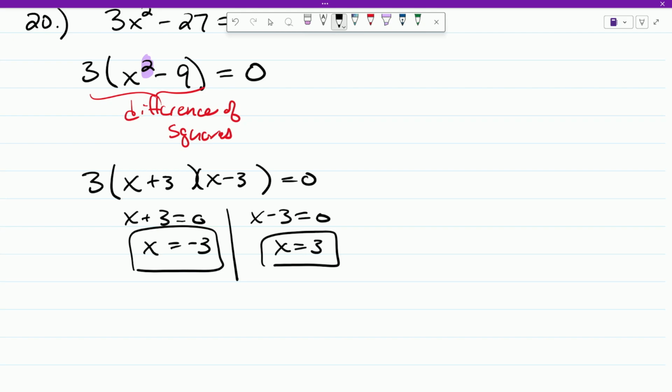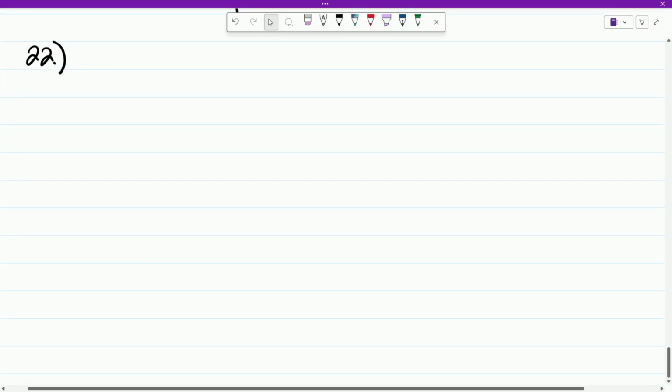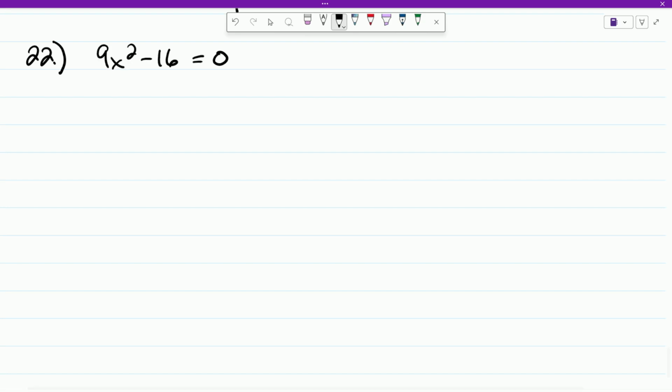Let's go ahead and do 22. Scroll all the way up. We get 9x to the second minus 16 equals 0. All right, we are already set equal to 0. We go ahead and factor. Now, when I look at this, I'm hoping there's a GCF. Unfortunately, there isn't, and that's okay.